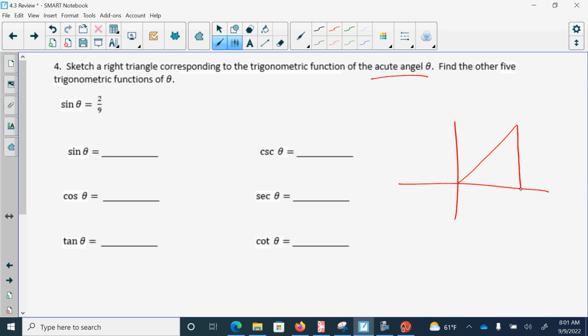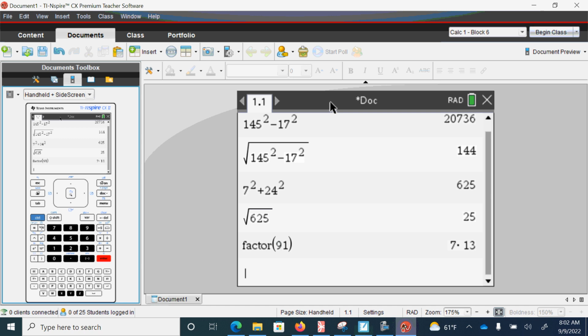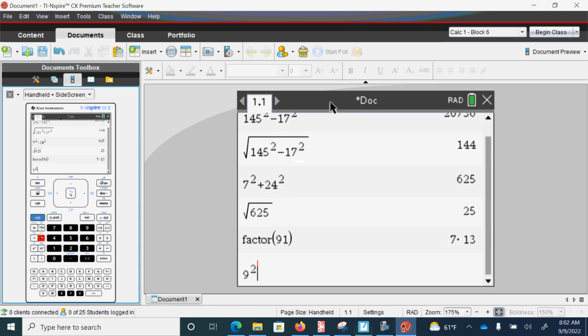And it's telling me that the sine is 2/9. So if I'm looking from here, the sine is 2/9. So the opposite is 2, hypotenuse is 9. Obviously, my triangle isn't drawn to scale, but that'll work. I'm going to call this b, so I'm going to say b squared plus 2 squared is equal to 9 squared. So b squared is equal to 9 squared minus 2 squared.